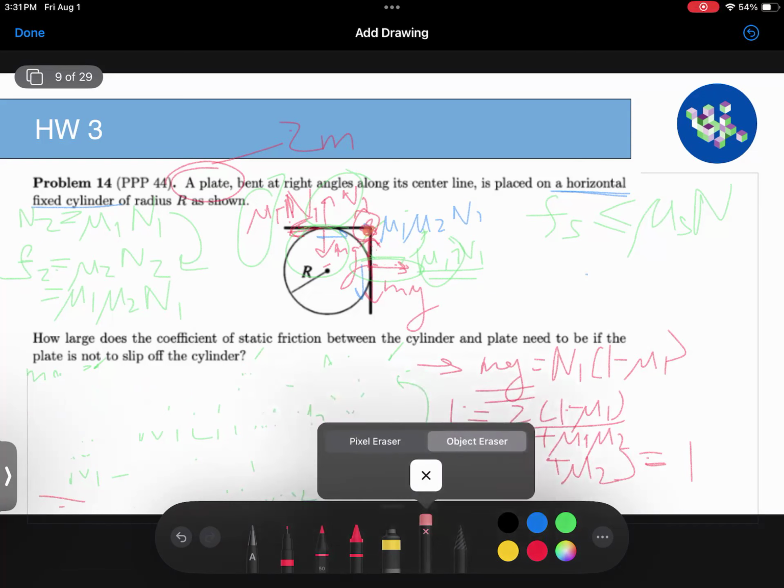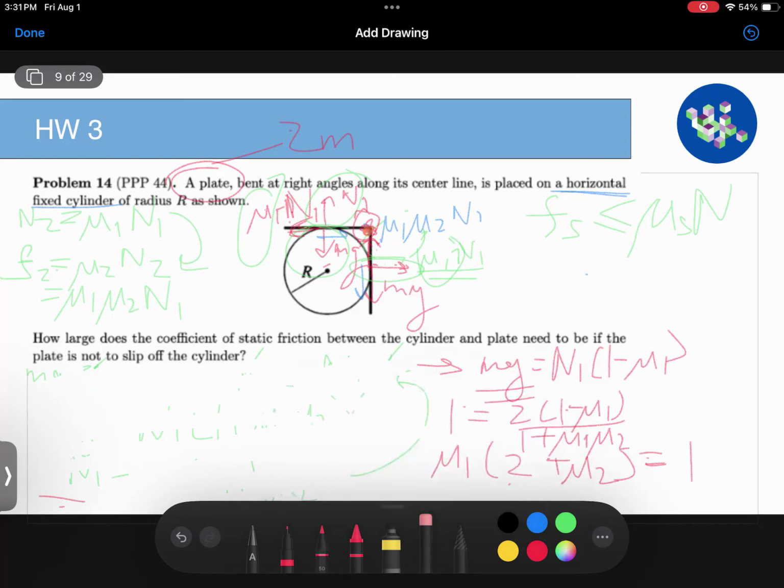Oh, how do I erase on this? Right, that should be good enough.